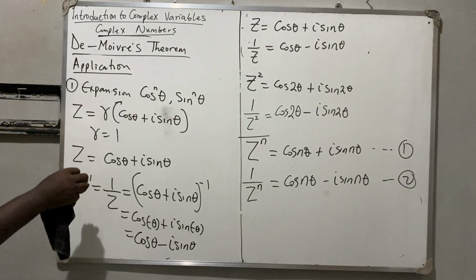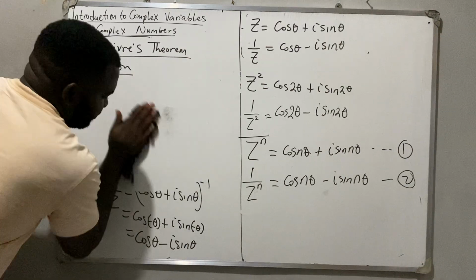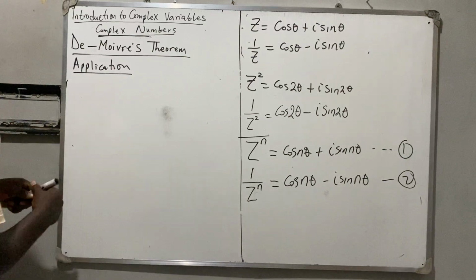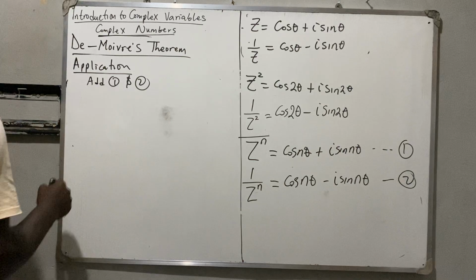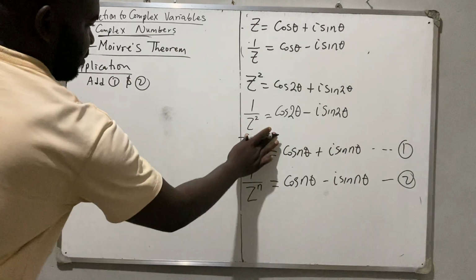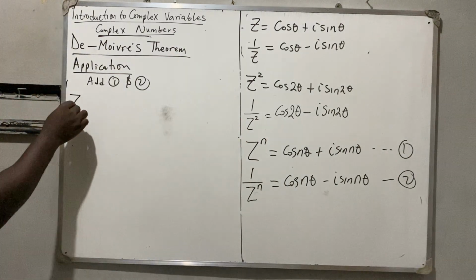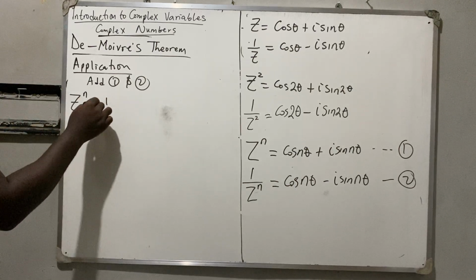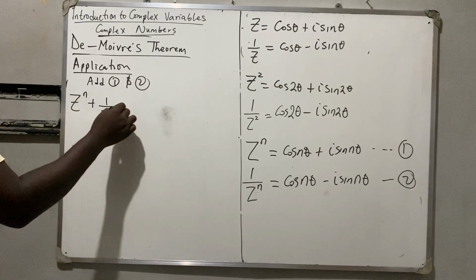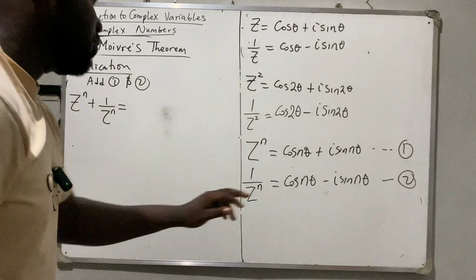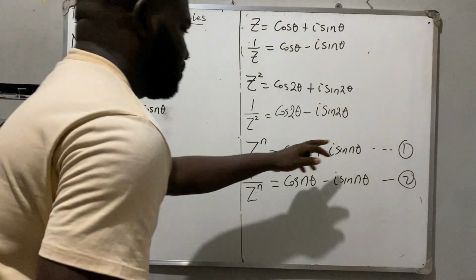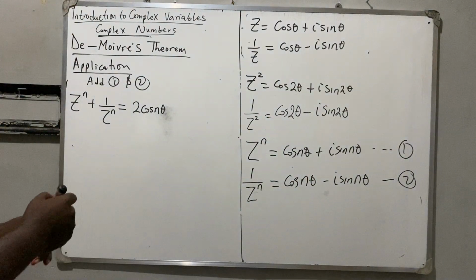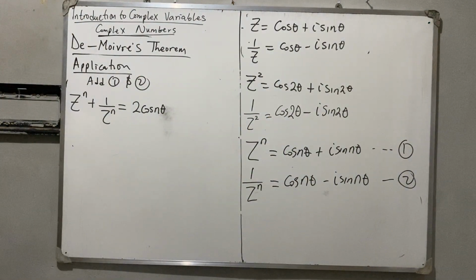Okay? So if we add 1 and 2, I'm going to be having Z raised to power n plus 1 over Z raised to power n is equal to this plus this, which will give you 2 cos n theta. Why? Because this plus this is gone. Very, very important thing to note.